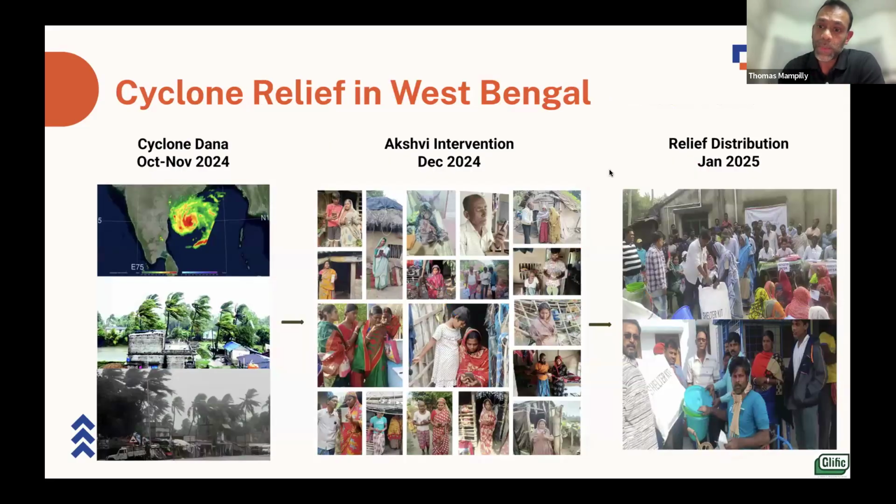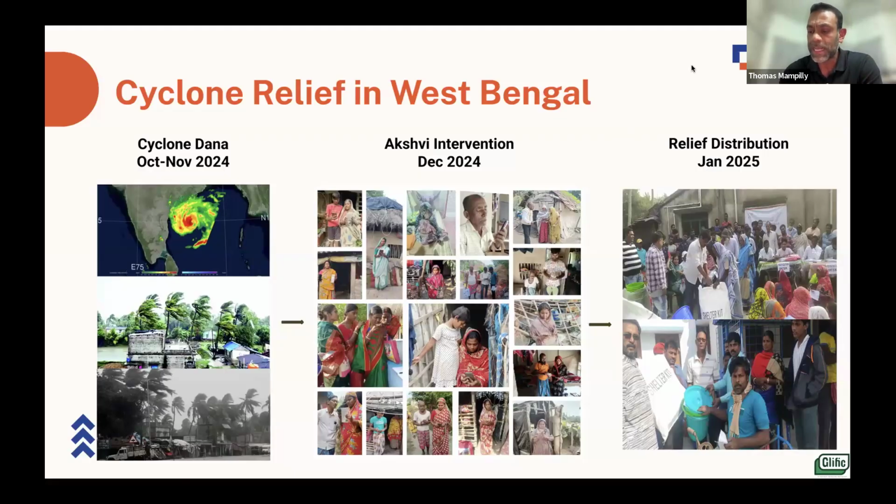So the last pilot we did that ran to completion was after the impact of Cyclone Dana in Odisha and West Bengal. This happened at the end of October 2024 and beginning of November of that same year.